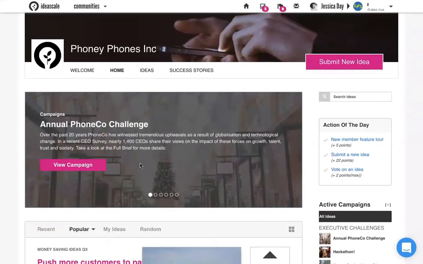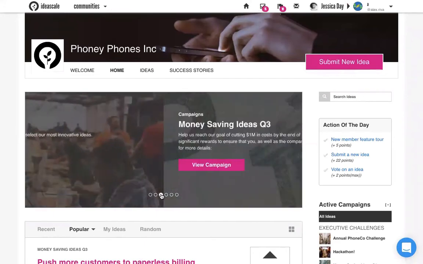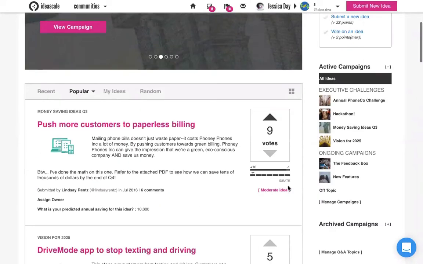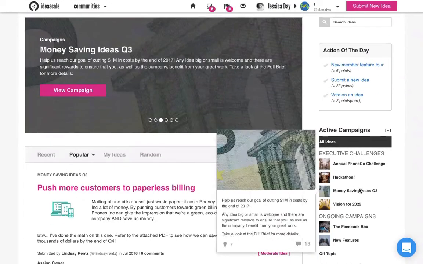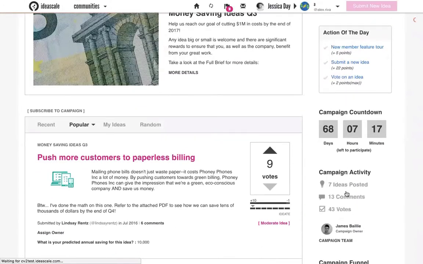So you can see an IdeaScale community here, all of the different campaigns that are running in it. That's one of the first things I want to draw your attention to. If you look at ideas in the Money Saving Ideas campaign, you can see that it has one specific process.